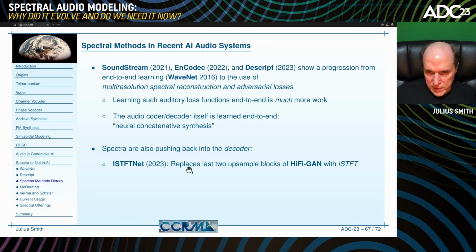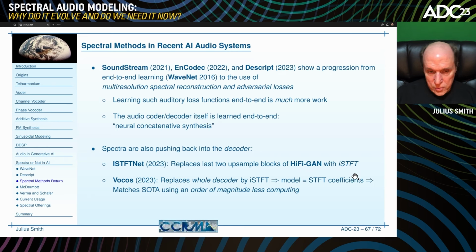ISTFT-net is replacing the last two upsample blocks of HiFi-GAN with an ISTFT, inverse short-time Fourier transform. And Vocos, which just came out, replaces the whole decoder with an inverse STFT. That means it's forcing the model to predict short-time Fourier transform coefficients. So we're back to spectral modeling all the way.